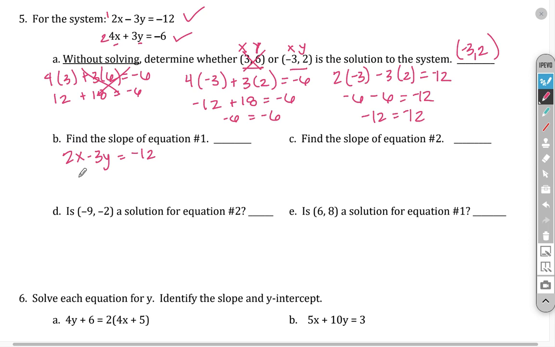So we're going to subtract 2x. So we have negative 3y equals negative 2x minus 12. And then we're going to divide by negative 3. So y equals negative 2 divided by negative 3 becomes positive 2/3 x. And then negative 12 divided by negative 3 is going to give us positive 4.